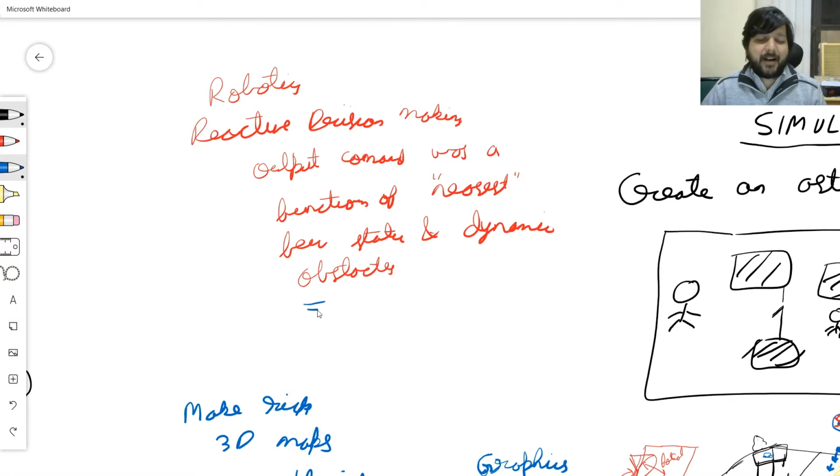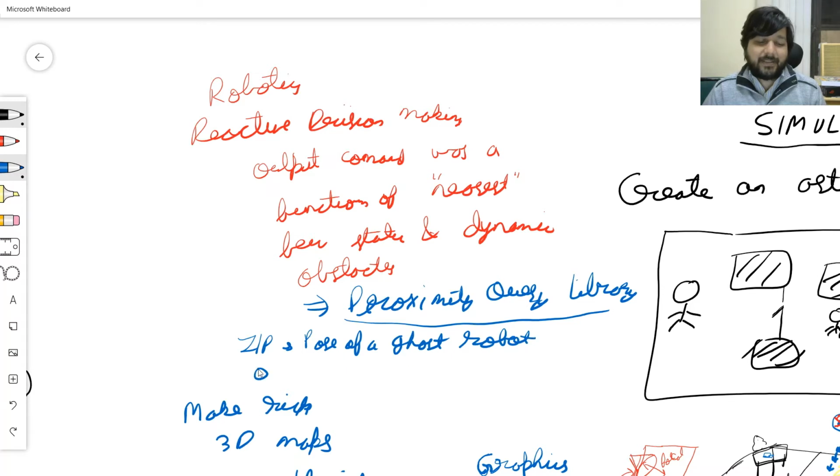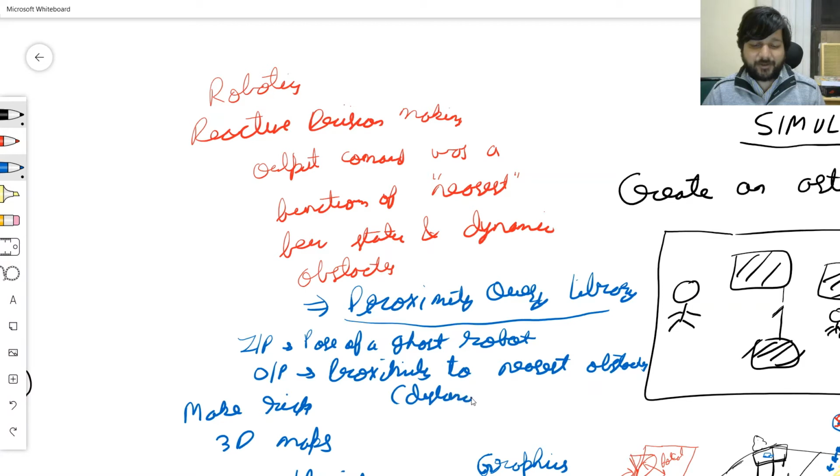Now this is handled by a proximity query library. What the proximity query library does is it takes as input a pose of a ghost robot, and the output will be the proximity to nearest obstacles. How close am I? So that is the distance from the nearest obstacles and the direction to the nearest obstacles.